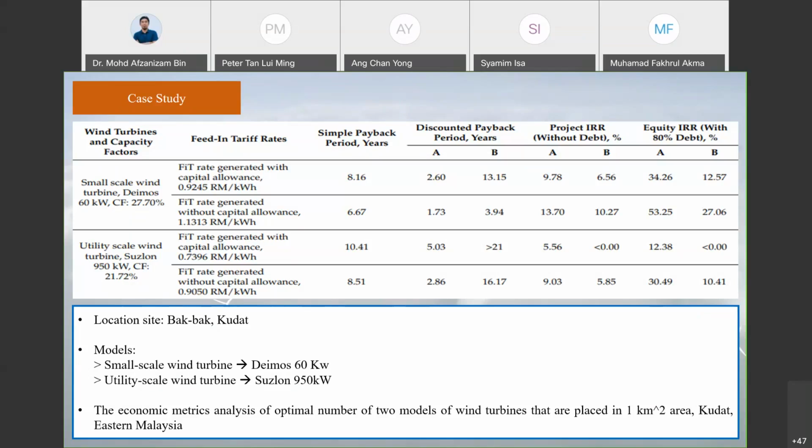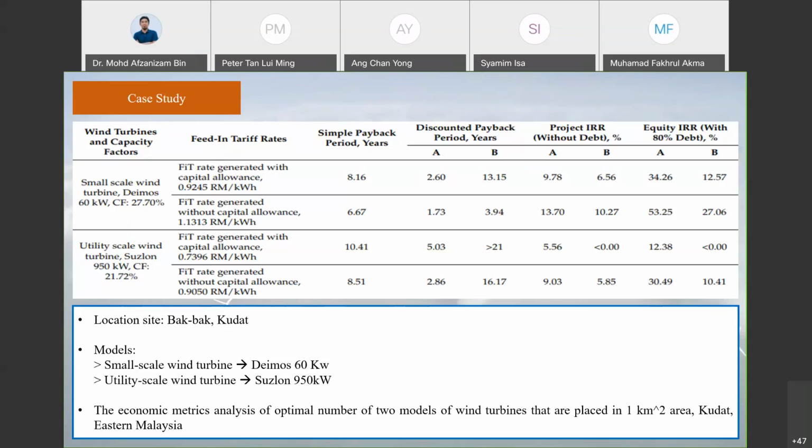The table above shows the result of the economic metric analysis for the optimal number of the two models of wind turbine that are placed on a 1 kilometer area of the selected site. As you can see from the table, A is the closed form equation that includes the capital allowance, and B is the closed form equation that excludes the capital allowance.